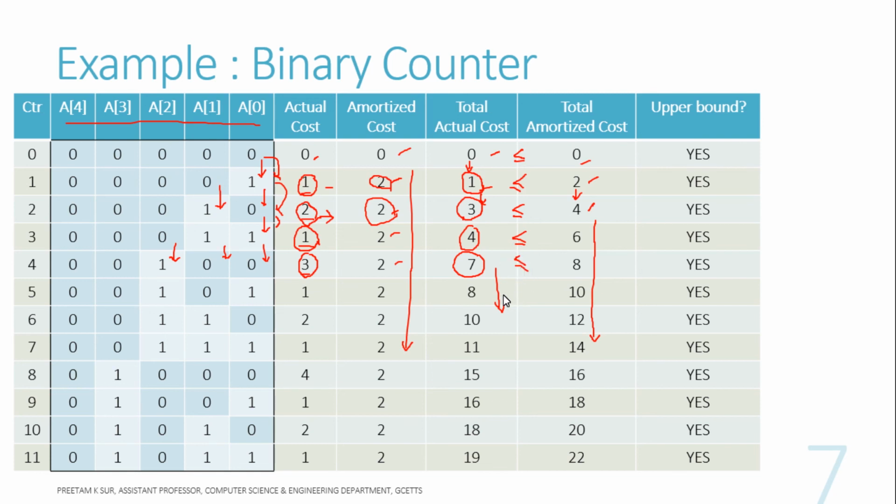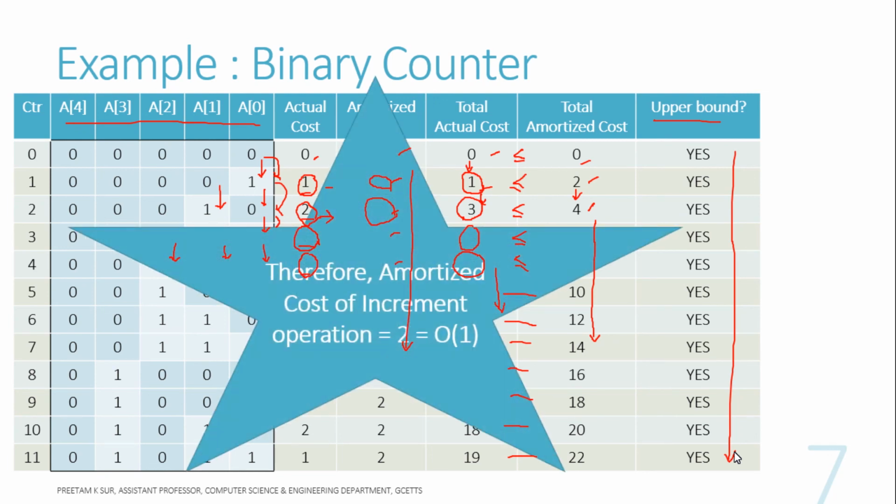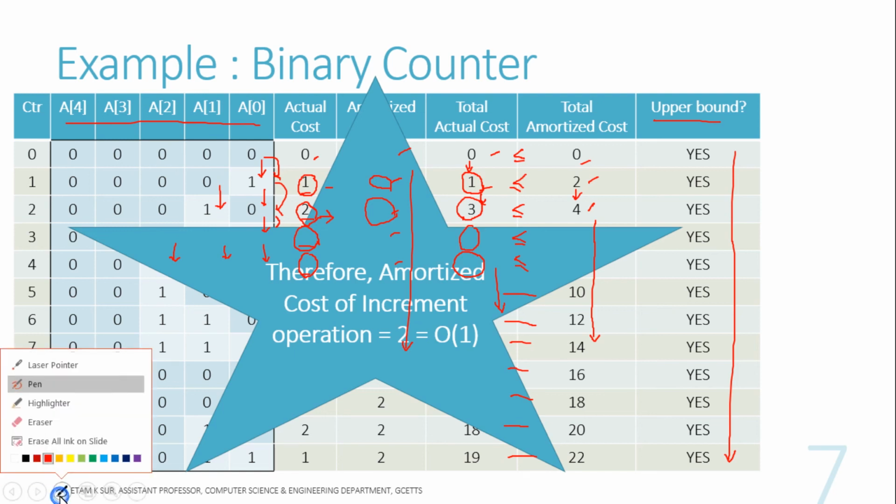All the way, if you check, in all the cases the total actual cost is less than or equal to the total amortized cost. So we can tell that the total amortized cost is giving an upper bound in all the cases. Hence the amortized cost that we have assigned to the increment operation, which is 2, is a valid amortized cost, because it is always non-negative and the total amortized cost is upper bounding the total actual cost. Therefore we can tell that the amortized cost of the increment operation is nothing but 2, which is again order of 1.